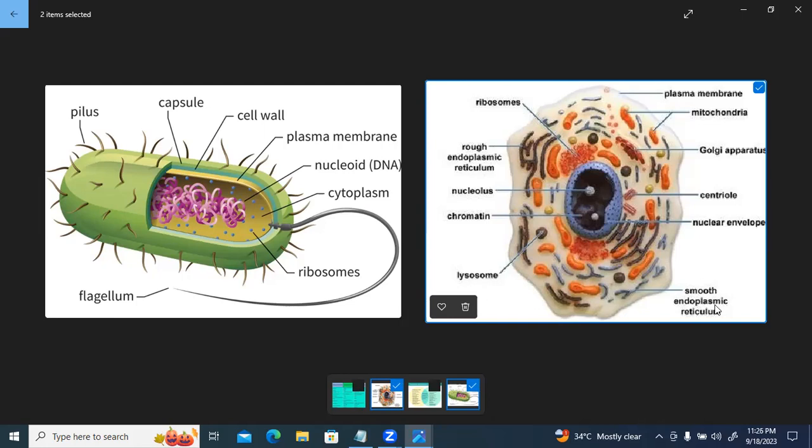The smooth endoplasmic reticulum helps in providing surface area. The nuclear envelope packs all the genetic material inside it. The centrioles help in providing structural stability to the cell. The Golgi apparatus is a sac-like structure, a stack of bags. Mitochondria is called the powerhouse of the cell. And the last one is the plasma membrane, the most important part. The plasma membrane provides a structural function to the cell.